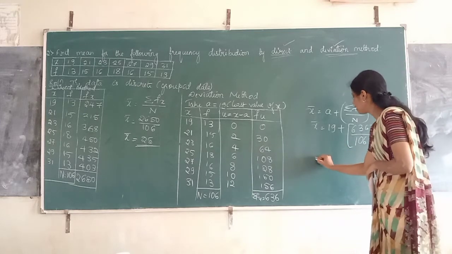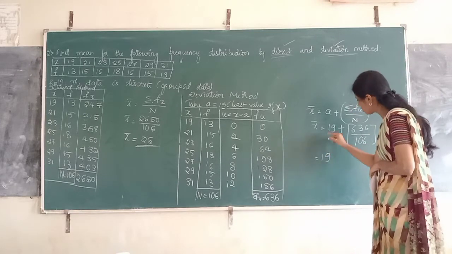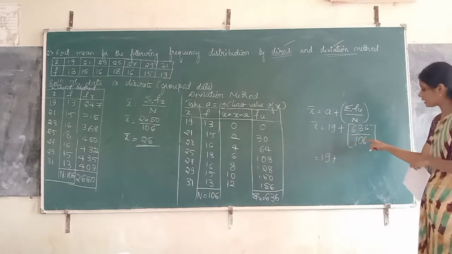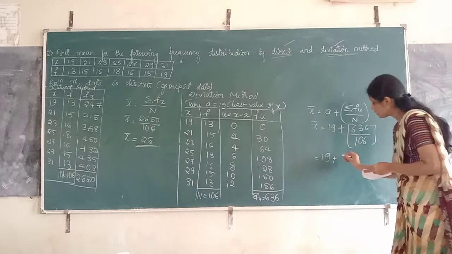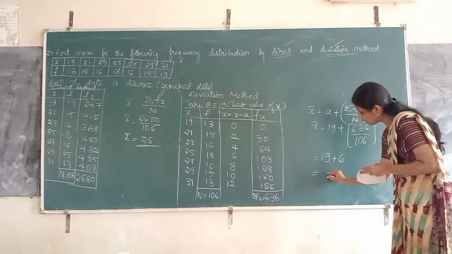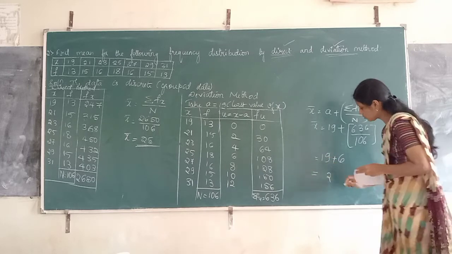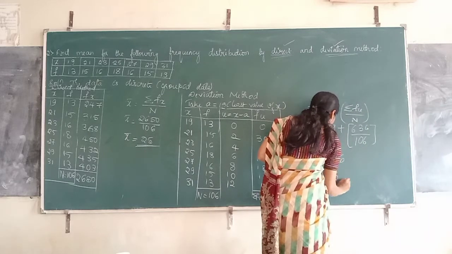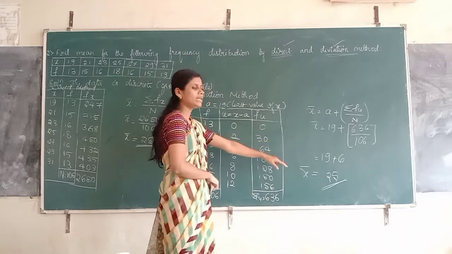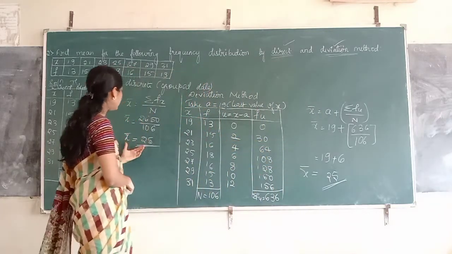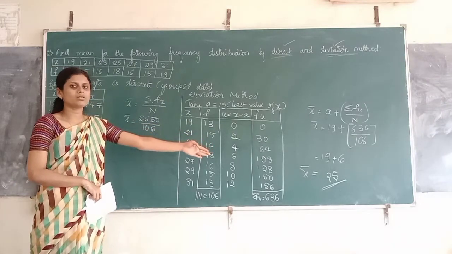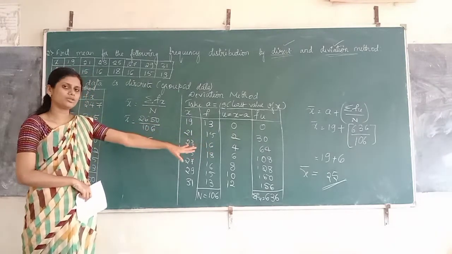Now first we are going to solve the bracket. So 19 plus, solve this bracket. 636 divided by 106 it is 6. 19 plus 6 is 25. So x bar is 25. This is the mean under deviation method. See, the mean under direct method is 25 and the mean under deviation method is also 25. Both the answers should be the same.